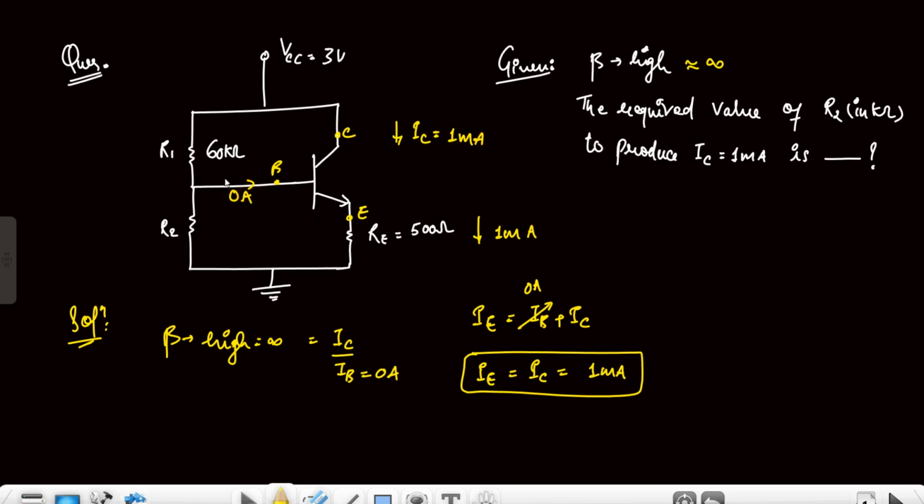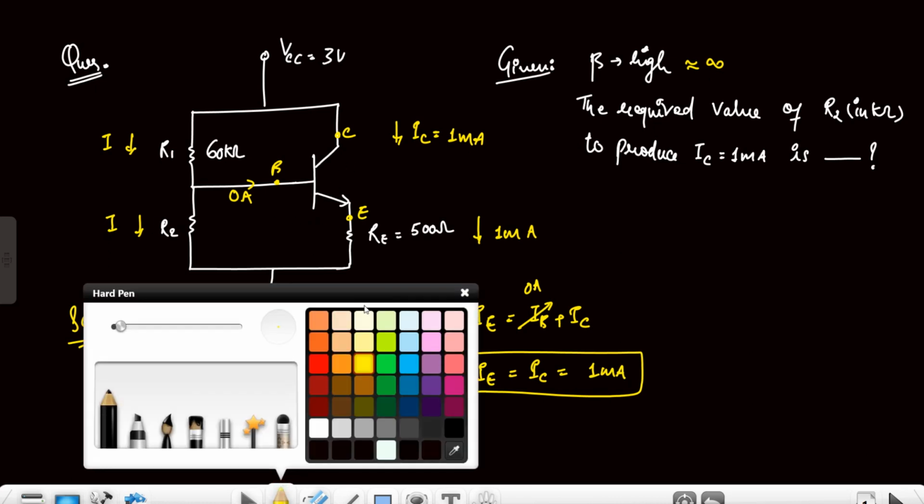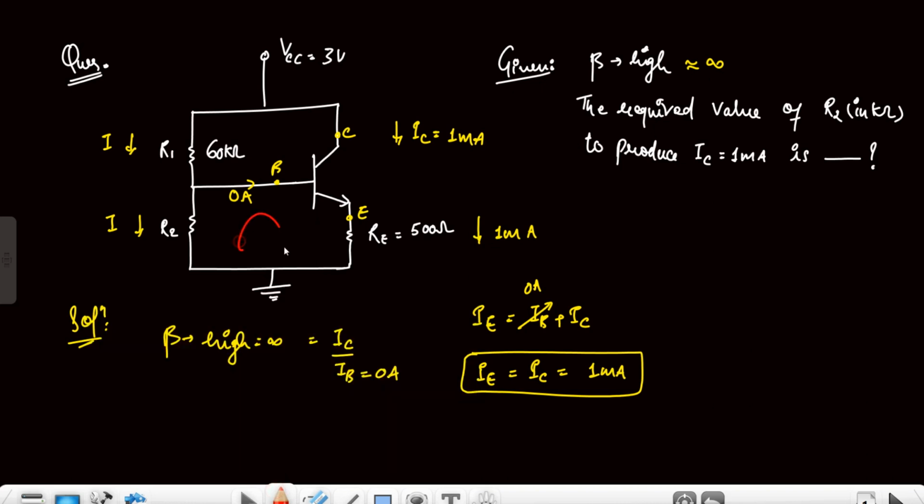Now this current is zero, so these two resistors are in series, and from here some current will be flowing, let's say I. Now there are two unknowns in the circuit: I, the current, and this resistor. So we have to go with two KVLs here. First we will apply KVL in this loop, and second we will apply KVL along this path from here to here. And this voltage VB is equal to 0.7 volt whenever nothing is given.